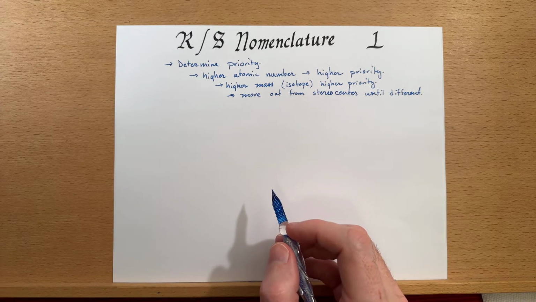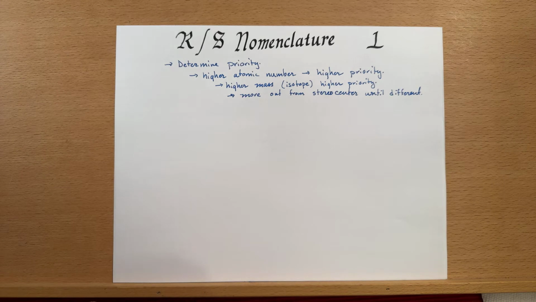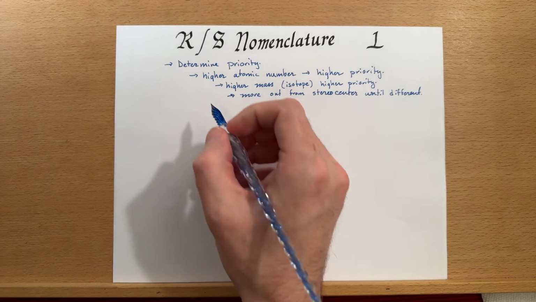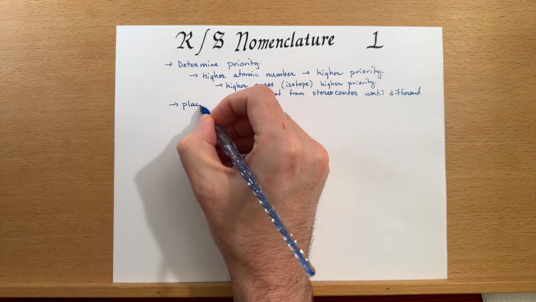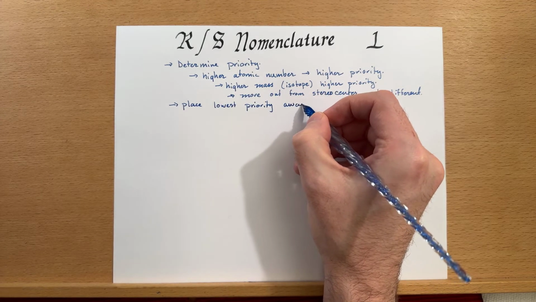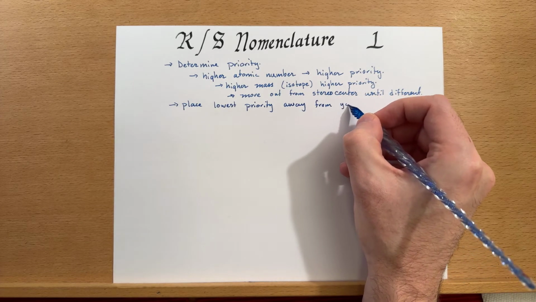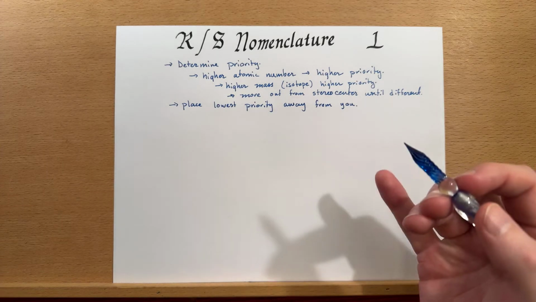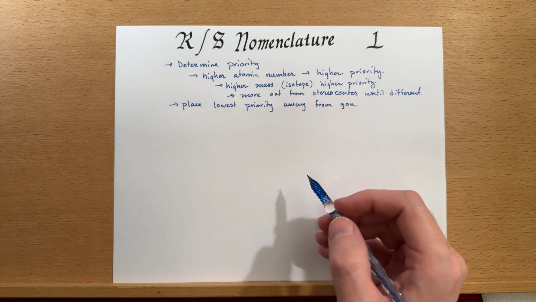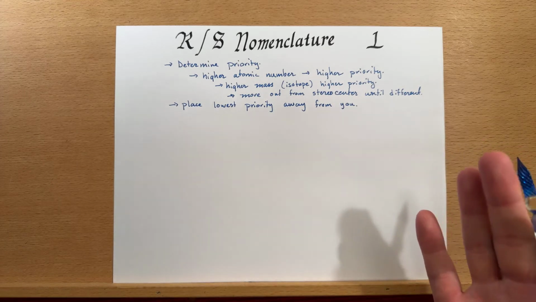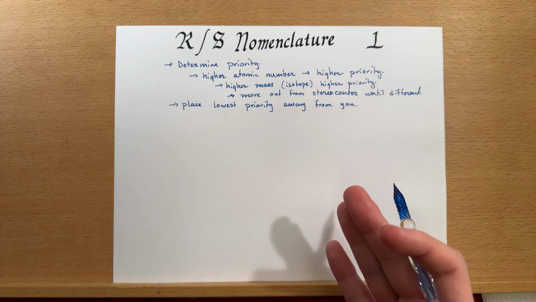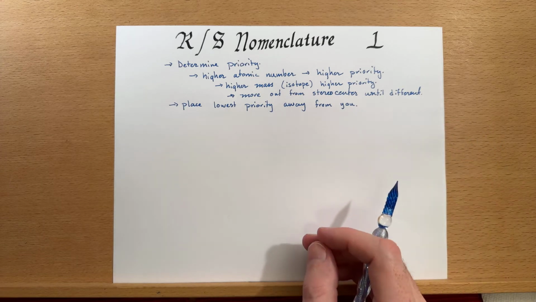Now that we've determined the priority of all of our groups, what we will do is place the lowest priority group facing away from us. Generally speaking, or often, that will be a hydrogen. Hydrogen can never be the priority group because it has atomic number 1 and it's the lowest mass. So it will always be the lowest priority group if it's existing on your stereocenter. We can have stereocenters that do not have hydrogen on them, but often they do have one.